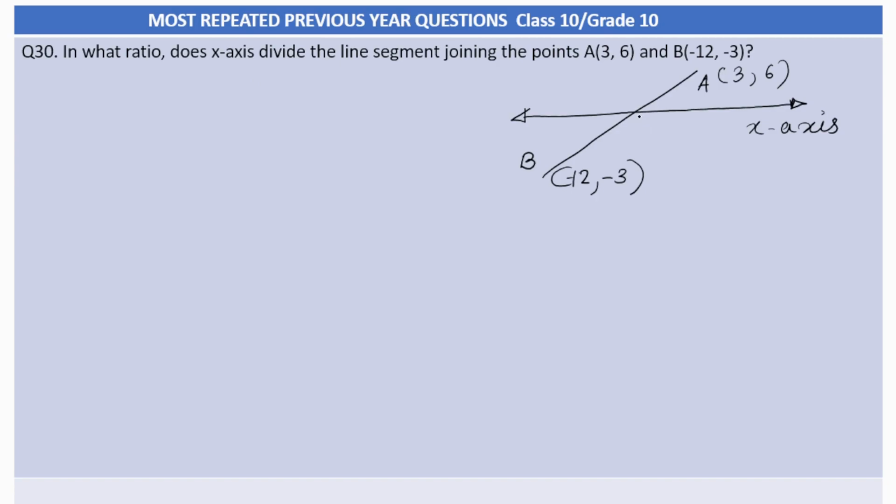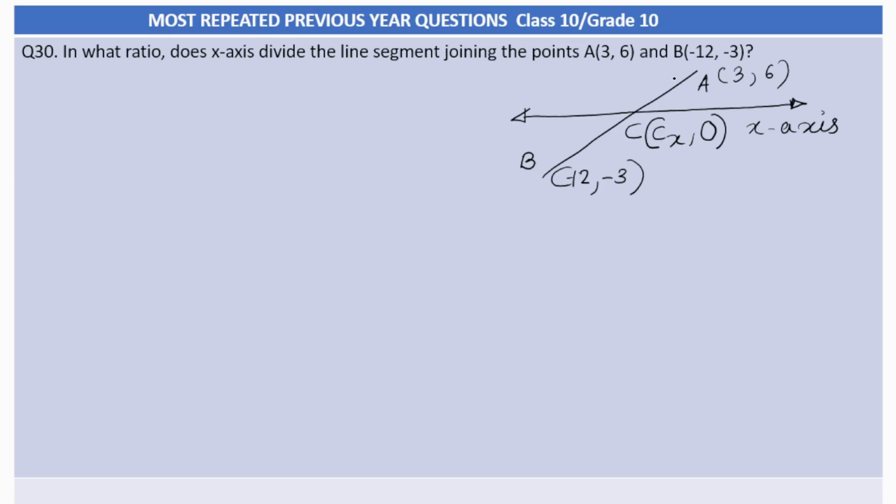Let's take this point where the line intersects the x-axis. Let this point be C and let its coordinates be (Cx, 0), because the x coordinate is not known, and the y coordinate will be 0 for sure, because any point on the x-axis always has its y coordinate 0. Why am I considering this point as C and taking its coordinates like this?